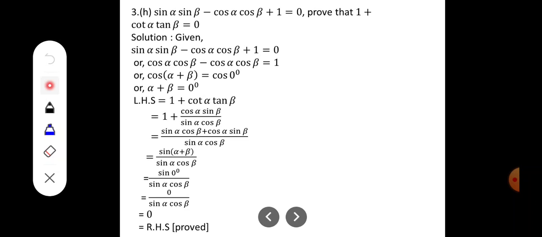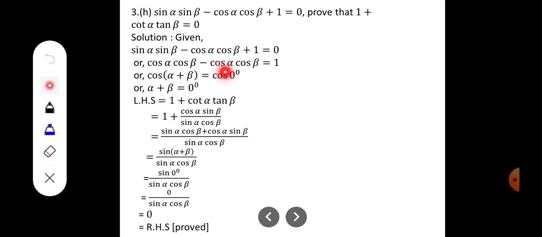This is the last math. Sin alpha sin beta minus cos alpha cos beta plus 1 equals 0. Prove that 1 plus cot alpha tan beta equals 0. Solution: given this, by transposing we get this line. If we take this and this to the right side and 1 on the left side, we get 1 equals cos alpha cos beta minus sin alpha sin beta.